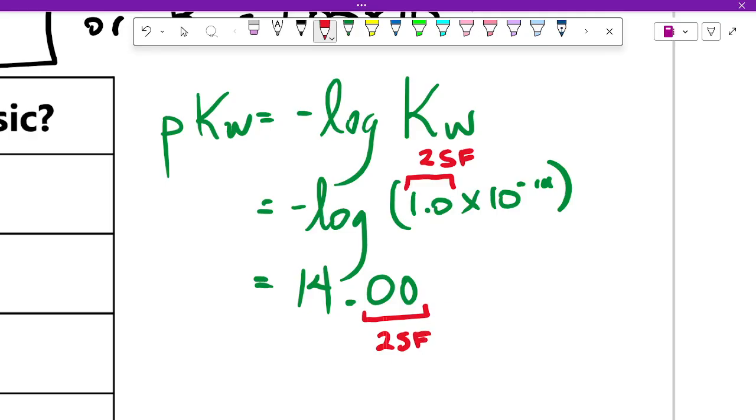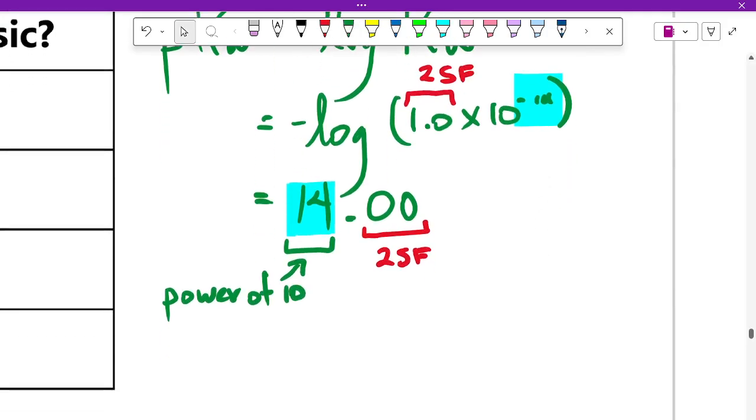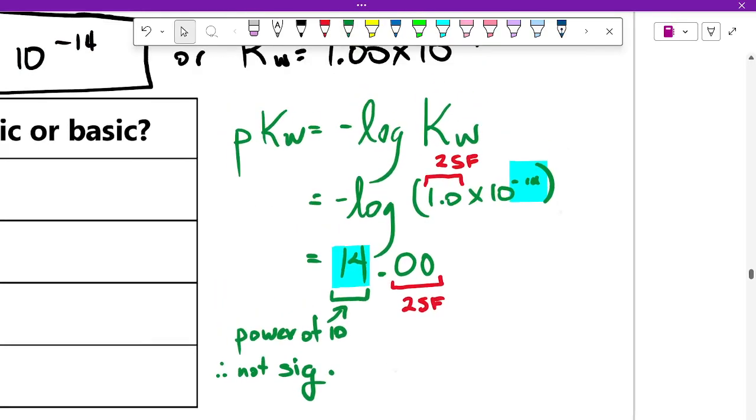Any p value, pKw, pH, pOH, has had a log taken. And what that means is that the number in front of the decimal is the power of 10. So it is not significant. This is the power of 10. Therefore, it's not significant. So anytime you're looking at a pH, a pOH, a pKw, only numbers after the decimal are significant.